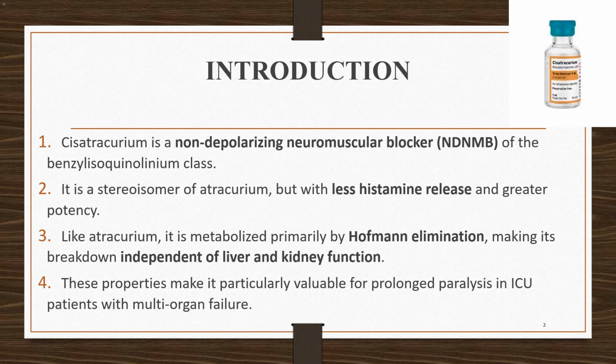3. Like Atracurium, Cisatracurium is metabolized primarily by Hofmann elimination. This breakdown process doesn't depend on liver or kidney function. 4. These properties make Cisatracurium valuable for prolonged paralysis in ICU patients with multi-organ failure. This means it's useful in critical care for patients with problems in multiple organs.